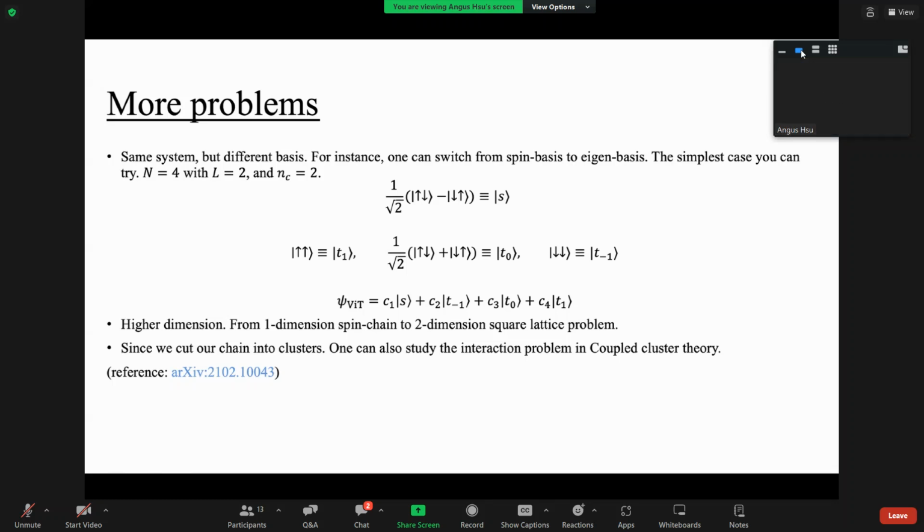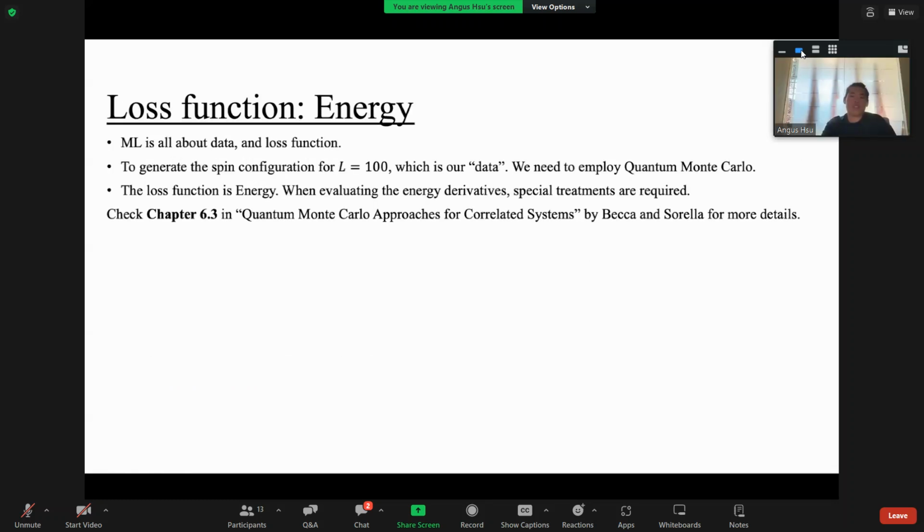to be honest, for this kind of problem, the hardest part is quantum Monte Carlo. The neural network is easy. Right, the neural network is never the problem, but the data is the most difficult part. You don't have this 100-site spin configuration. That's the most important part.